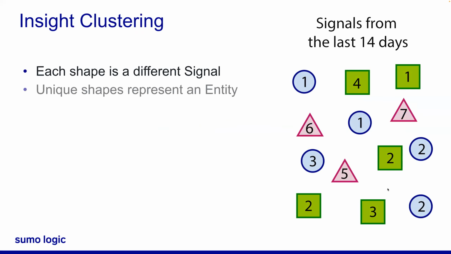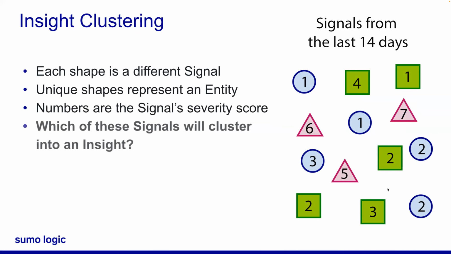All right. So let's say we have 13 signals in our system from the last 2 weeks, and those are represented by the right-hand side of the screen. Each shape and color represents a different signal, so what we have here are 3 different signals. We have signals that have entity A, which is our pink triangle. We have signals that have entity B, which are the green squares. And then we have entity C, which is the blue circle.